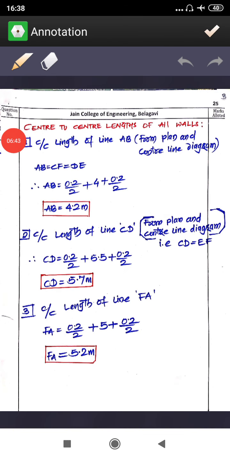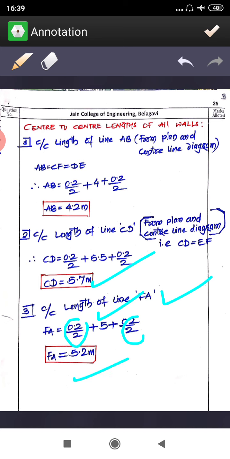Now the second, CD and EF, the center to center length of CD. From the plan we know that CD equals EF, that is from the center line diagram. The calculation I have shown here: half of the wall thickness from one side plus 5.5 plus half of the wall thickness from the other side, so it is going to be 5.7 meter. The center to center length of line FA, the front door portion, is equal to half of the width from one side, half of the width from the other side, and the 5 is the size, so it is going to be 5.2 meter.